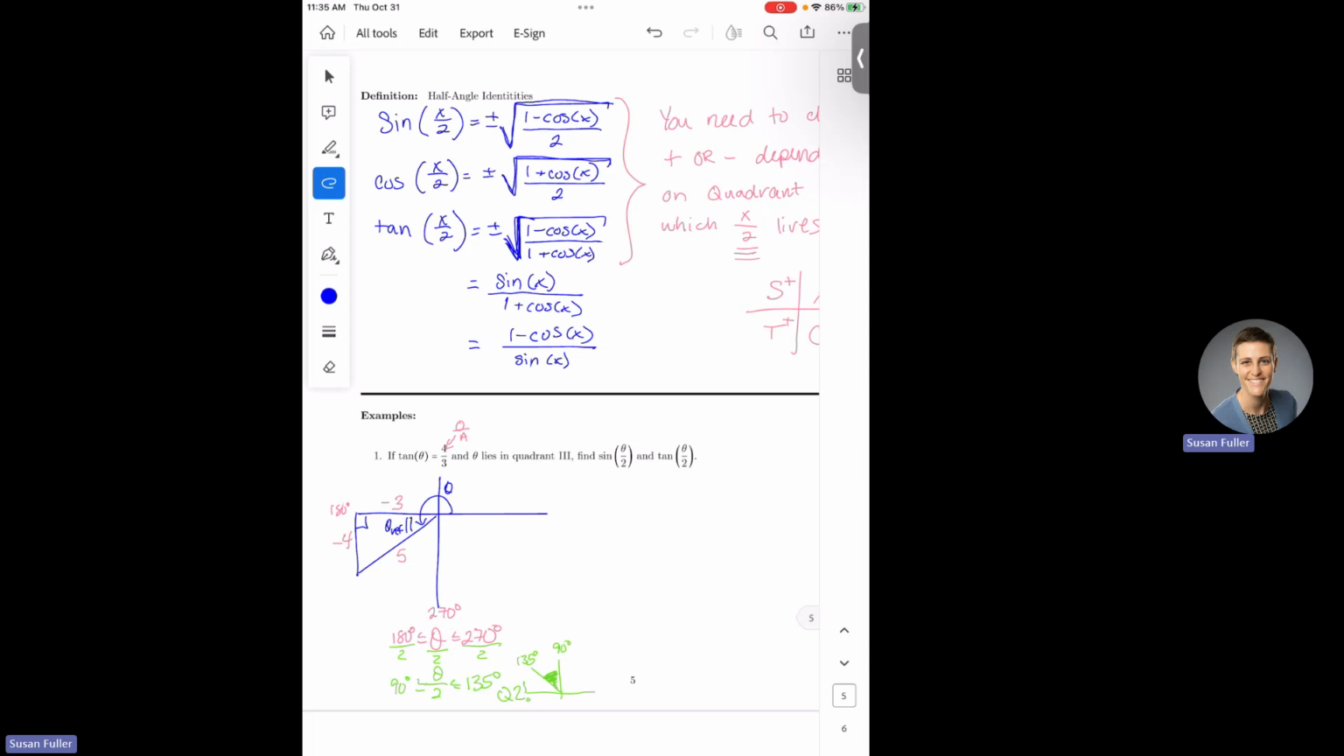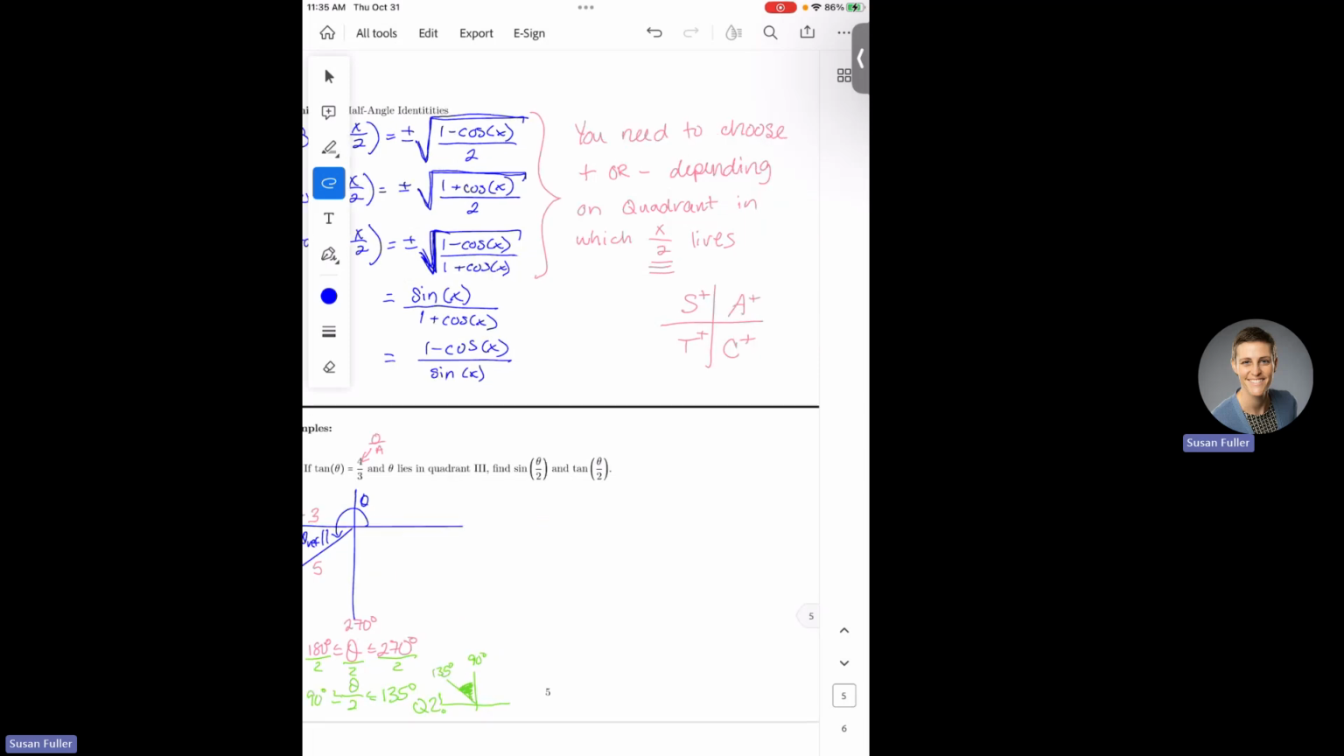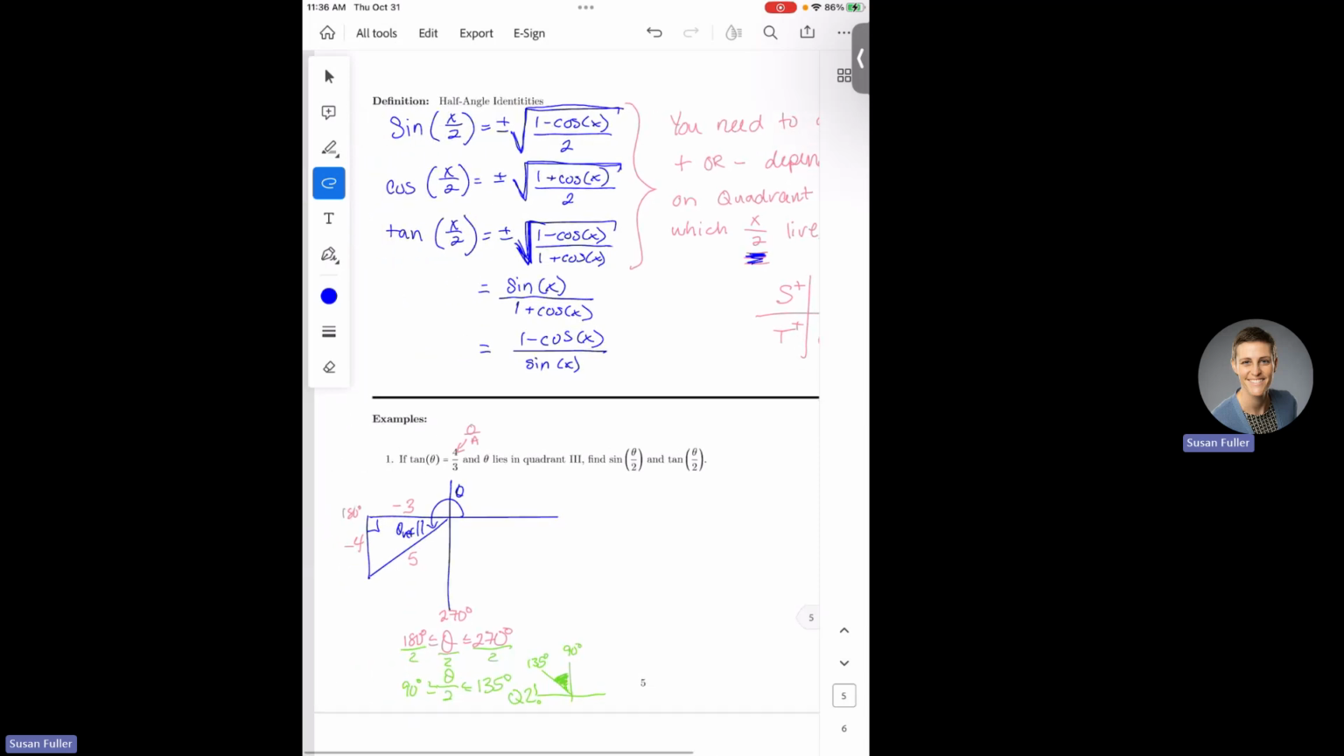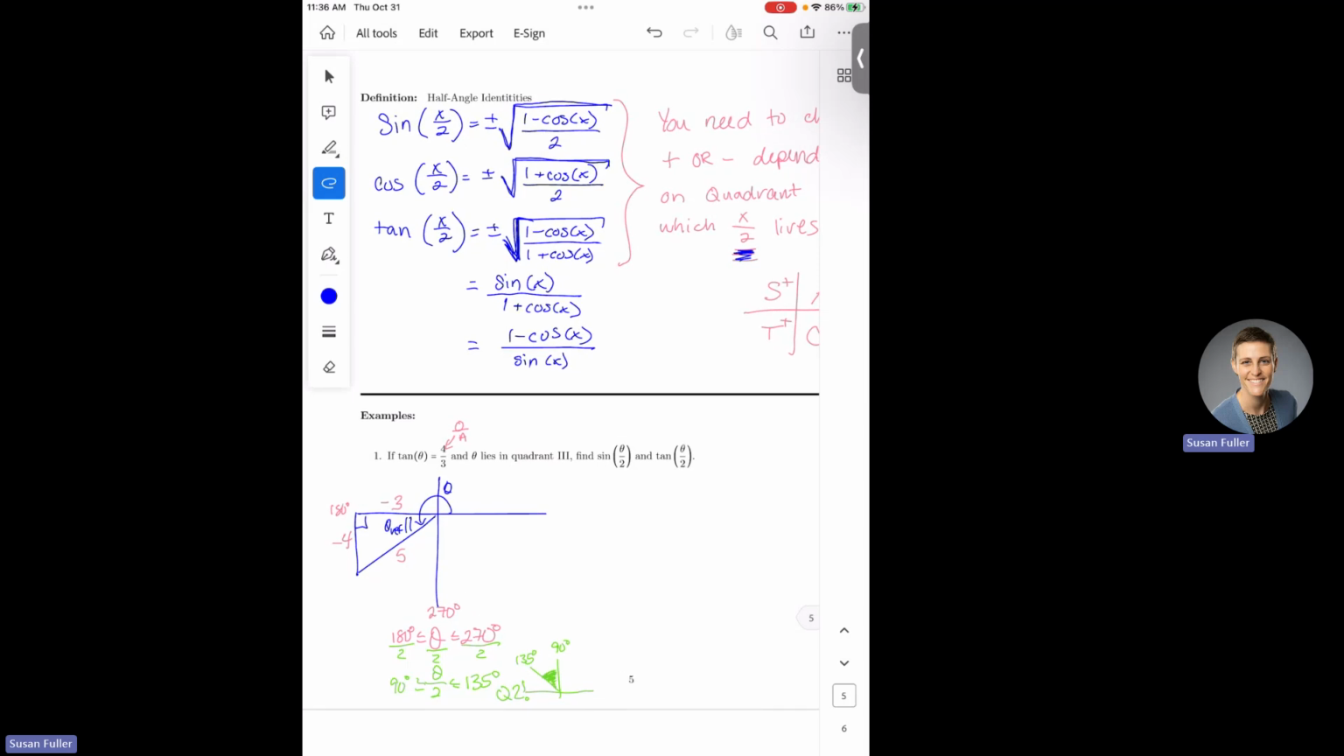And then the other thing is, again, these all have pluses and minuses in them. You have to choose whether it's positive or negative, depending on which quadrant x over 2 lives in. The hard part about that is that you're not going to be told where x over 2 is. You're going to be told where x lives, right? Your original angle, and you have to figure out where x over 2 lives.